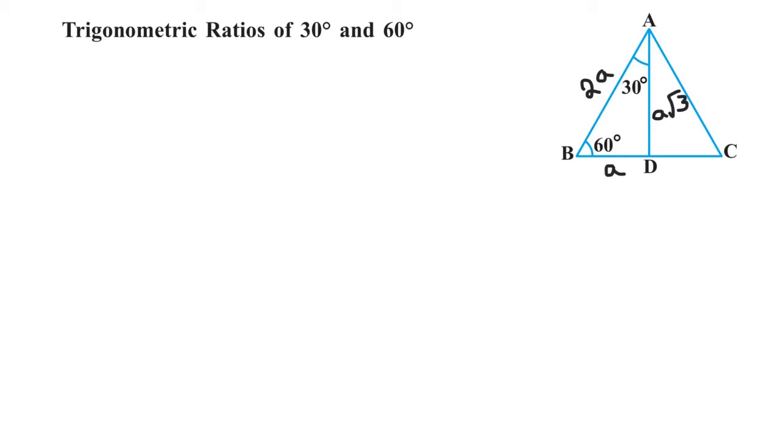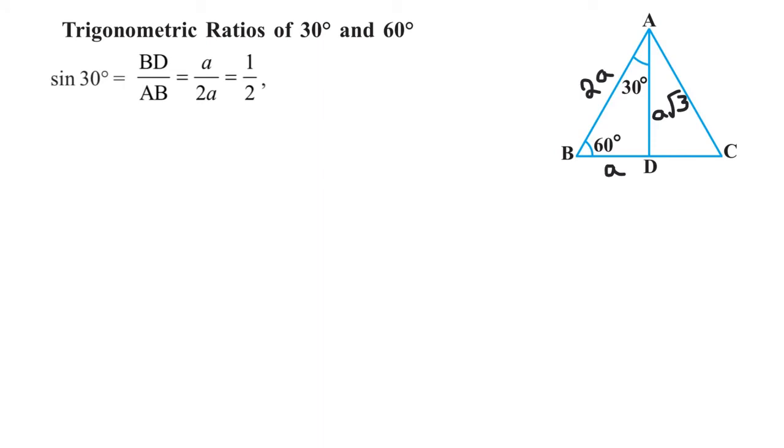Now, we know in triangle ABD, all the three sides: AB is 2A, BD is A, and AD is A root 3. Let us now figure out the trigonometric ratios. Let's figure out what sine 30 degrees is. Sine 30 is nothing but opposite over hypotenuse. The opposite is going to be BD and the hypotenuse is going to be AB. So, sine 30 degrees is BD over AB, which is A over 2A, which is equal to half.